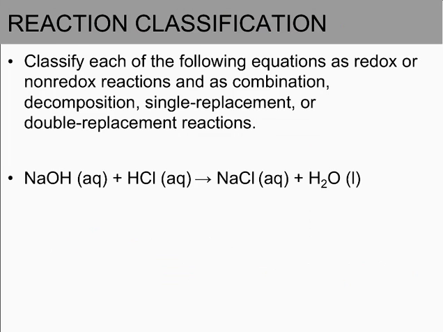So let's start with the reaction below. So we have sodium hydroxide and hydrochloric acid, and then they're reacting to form sodium chloride and water. So let's make a little table of oxidation numbers. So we'll do reactants versus products.